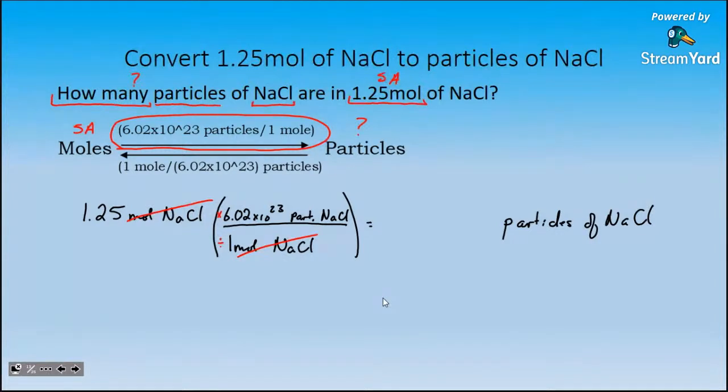Either way you do it, you will end up with an answer of 7.525, and then E23, and the E is the same thing as a times 10. So you can either record this answer as 7.52 times 10 to the 23rd, or 7.52 E23, and then particles of NaCl. Either way is acceptable. So that's our first example problem.